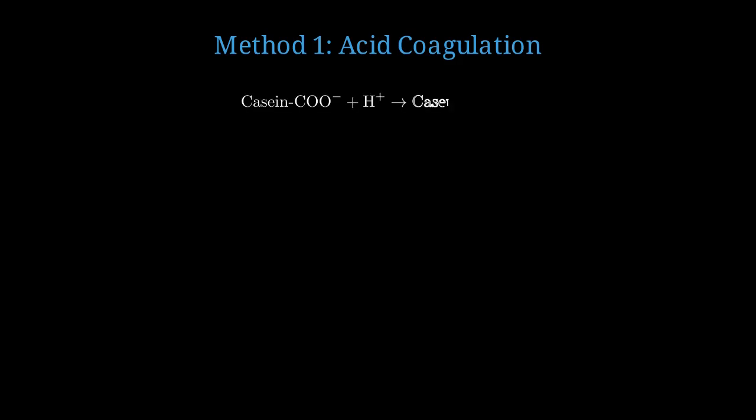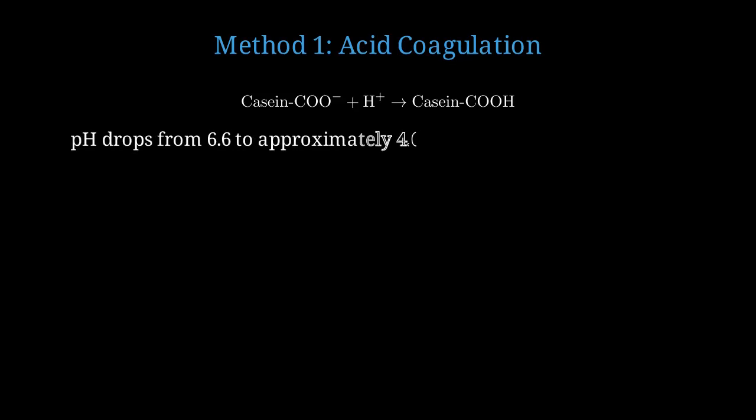When acid is added to milk, hydrogen ions neutralize the negative charges on casein micelles. The chemical reaction shows a carboxylate ion on the casein accepting a proton to become a neutral carboxylic acid group. Normal milk has a pH of about 6.6.